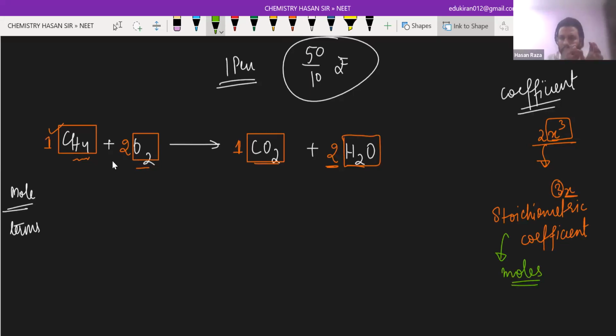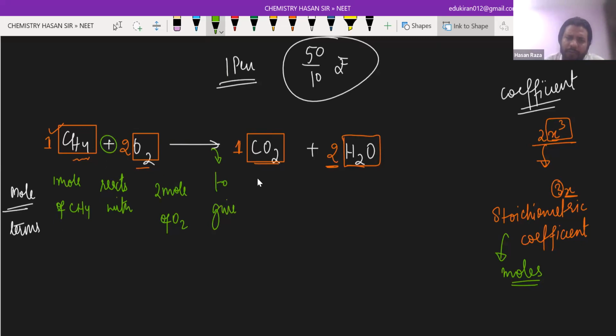So what I'm going to write, you know that CH4 reacts with O2 to give you CO2 and H2O. Very simple, right? CH4 reacts with oxygen to give you carbon dioxide plus water. Now, how do we actually read this in terms of chemistry? 1 mole of CH4 reacts with 2 mole of O2 to give 1 mole of CO2 and 2 mole of water. Simple, yes or no? Very good. It's very simple.